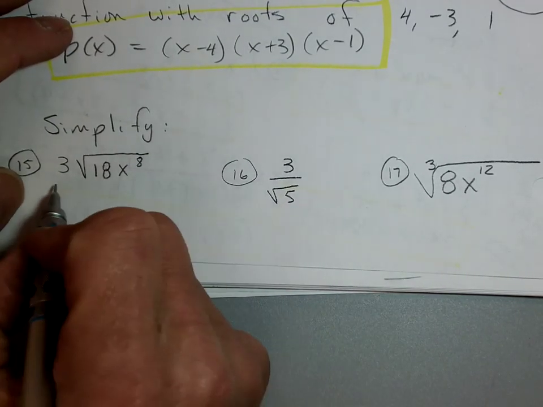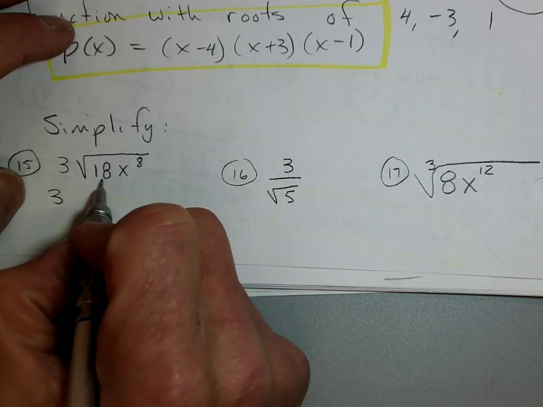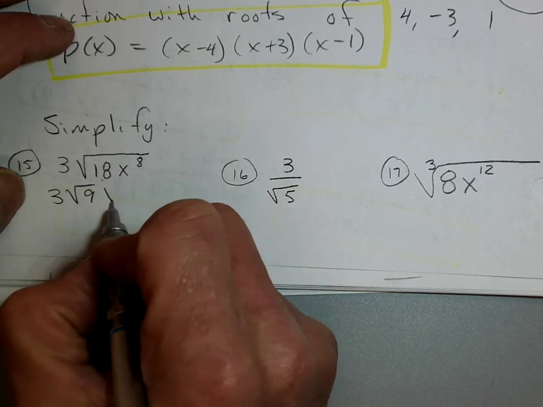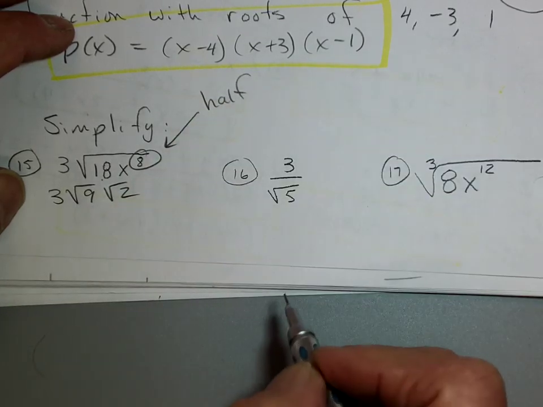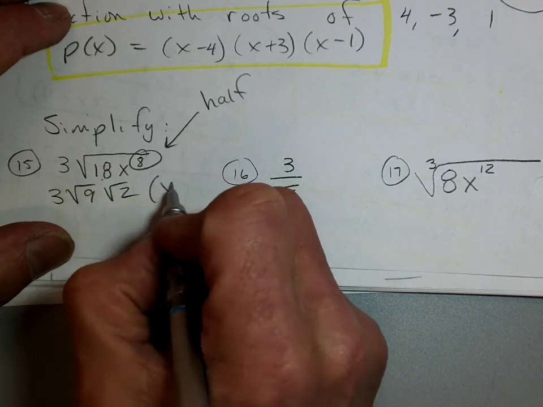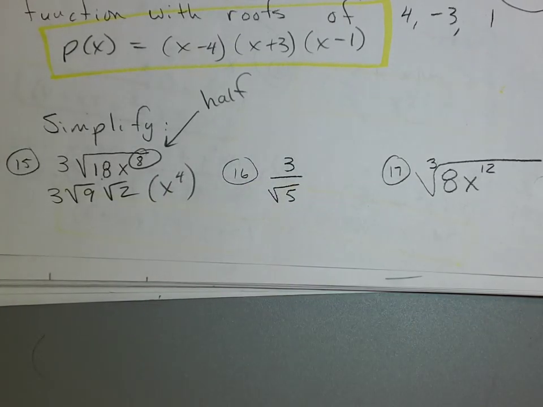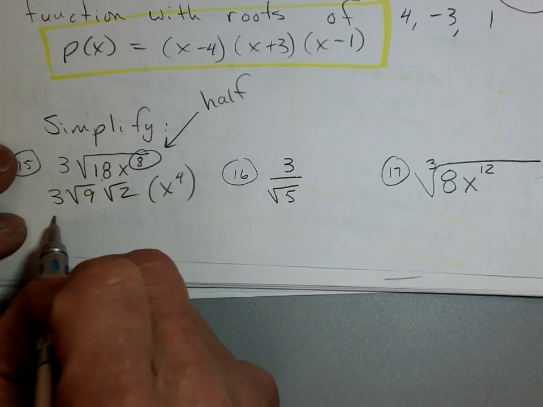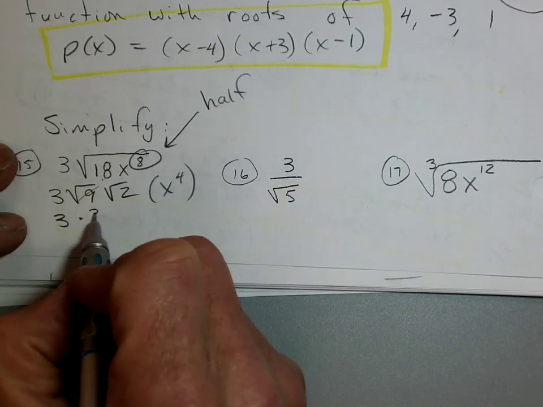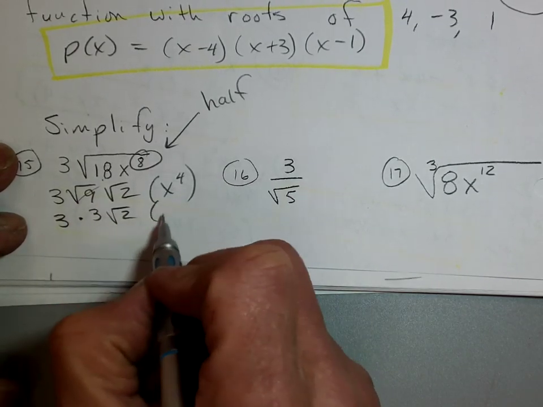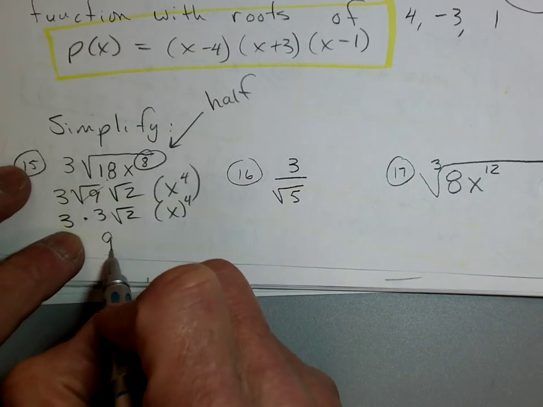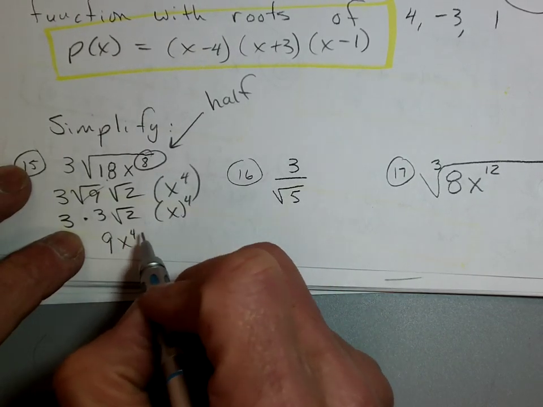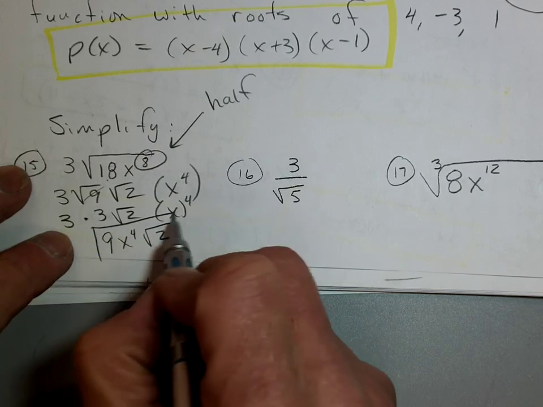You guys know how to do this. Ready? 3. I'm going to change this to the square root of 9, square root of 2, and I'm going to take half my exponent. Half. So I'm going to write that as an x to the 4th. Okay? Half my exponent, right? 3 square root of 9 is 3 square root of 2 times x to the 4th. Okay, I'm going to tidy it up. 3 times 3 is 9 x to the 4th times the square root of 2.